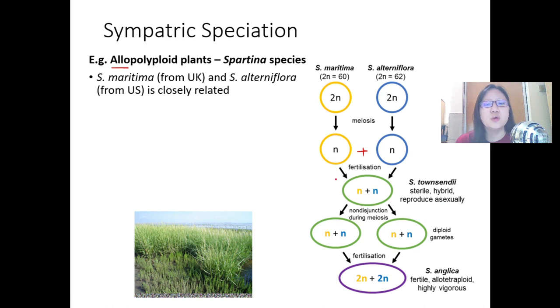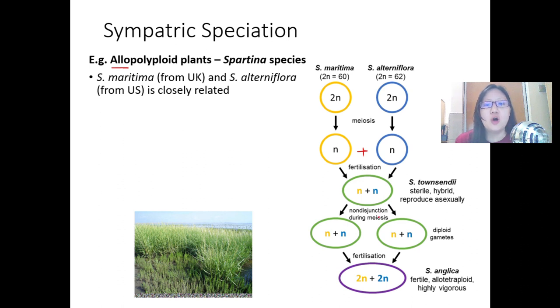And you might think that is weird, but it's actually not. Because on the surface, it looks like a 2n organism, a diploid organism. But hey, one set of chromosomes is inherited from Maritima, the other set of chromosomes is inherited from Alterniflora. And this means that these two sets of chromosomes are not homologous. So if it's not homologous, then how do you expect it to line up two by two by two at the metaphase plate during metaphase one? So meiosis normally wouldn't work.